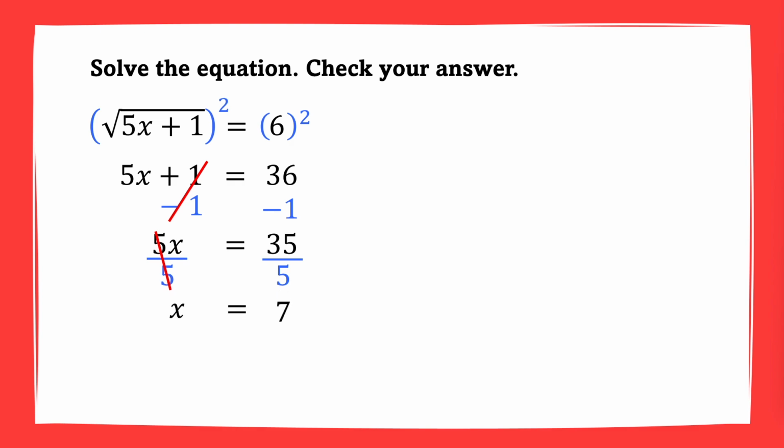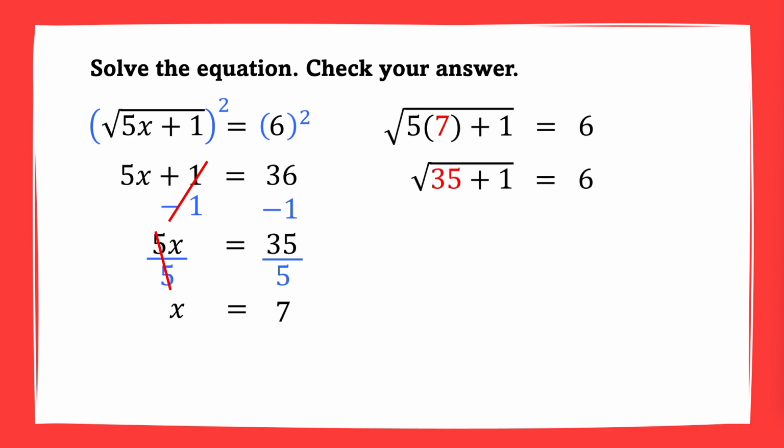Now let's check if this is a correct solution. In the original equation, substitute 7 for x. Multiplying 5 by 7 gives 35. Then adding 1 gives the square root of 36, which equals 6. Therefore, x equals 7 is the correct solution.